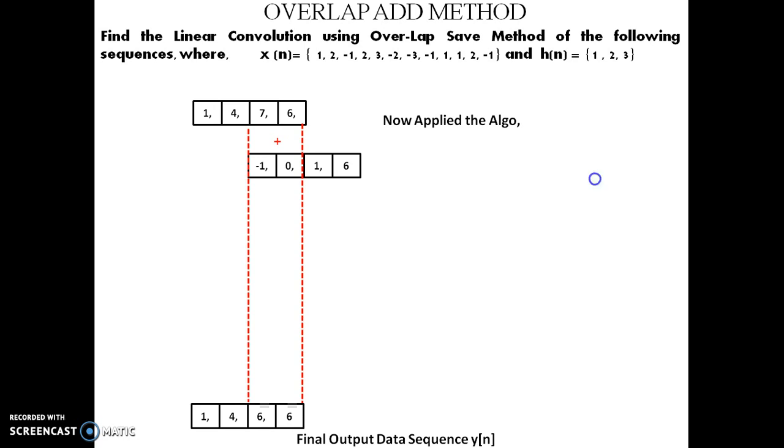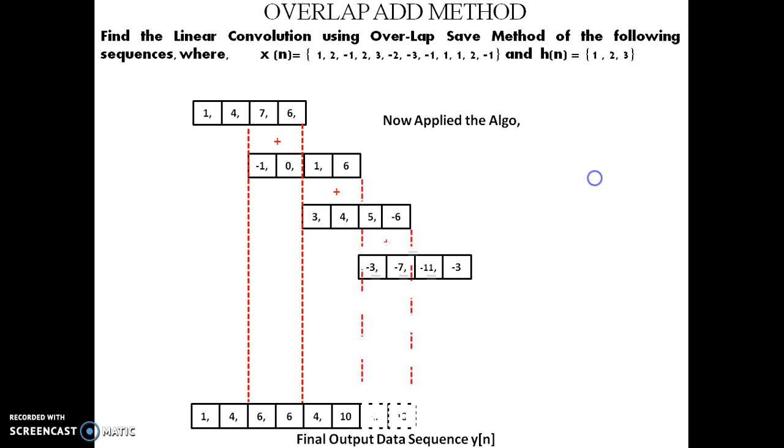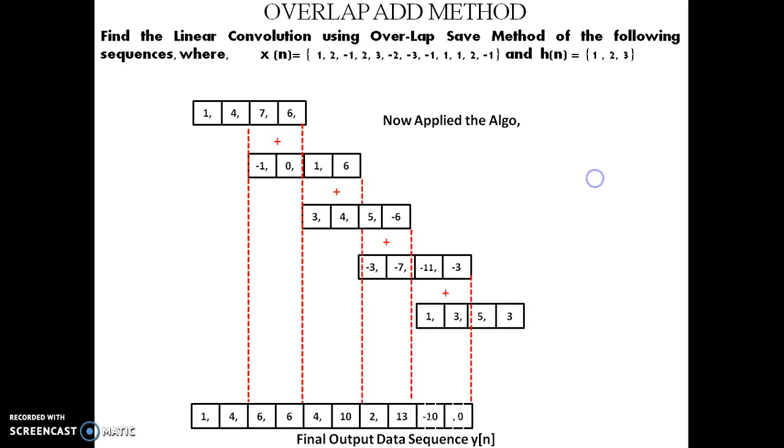So we consider the next sequence, that is 3 4 5 -6. Here also we add: 3 plus 1 is 4, and 4 plus 6 is 10. In a similar way we get the values of the final output. Finally, in the last sequence, the y6n sequence, we consider 5 plus 2, that is 7, 3 plus 3 is 6, and the last ones we consider directly, that is 4 -3.